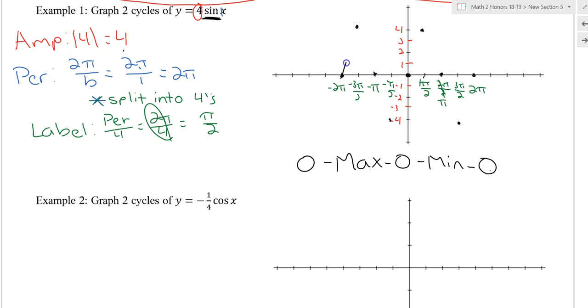Okay? And then I can connect it with nice loops, not straight lines. Nice loops going up and down, kind of like a roller coaster.